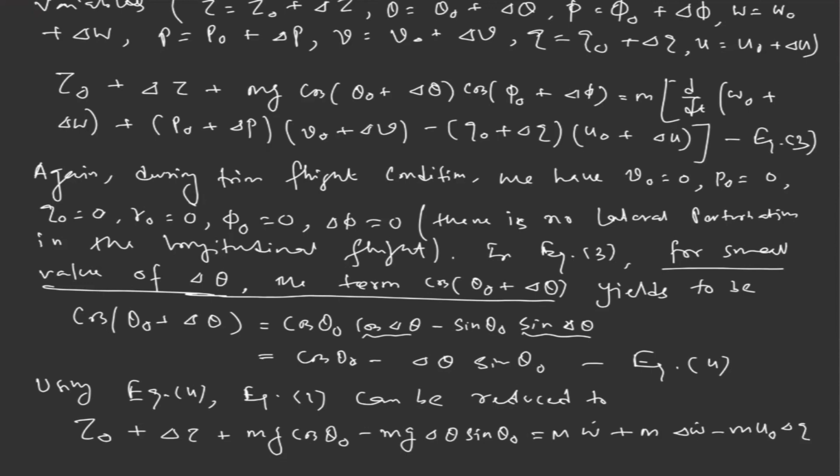So here we have assumed the product of perturbation variables to be 0, and also we have introduced this condition in the equation 3, and under this assumption the equation number 3 is now reduced to equation 5.